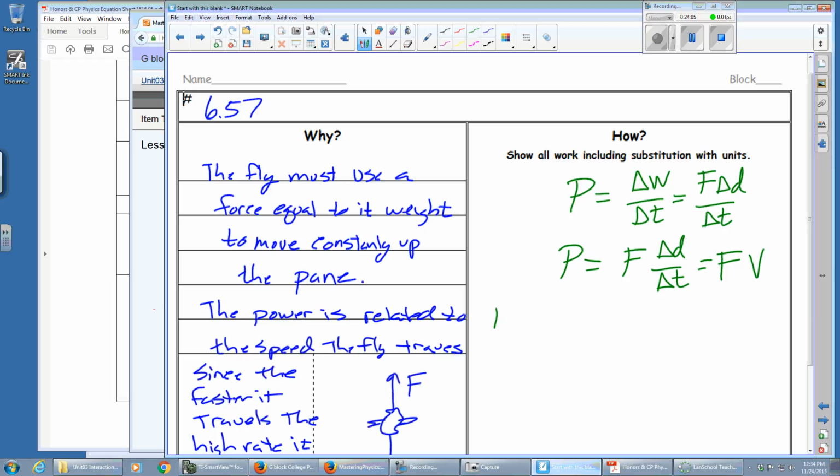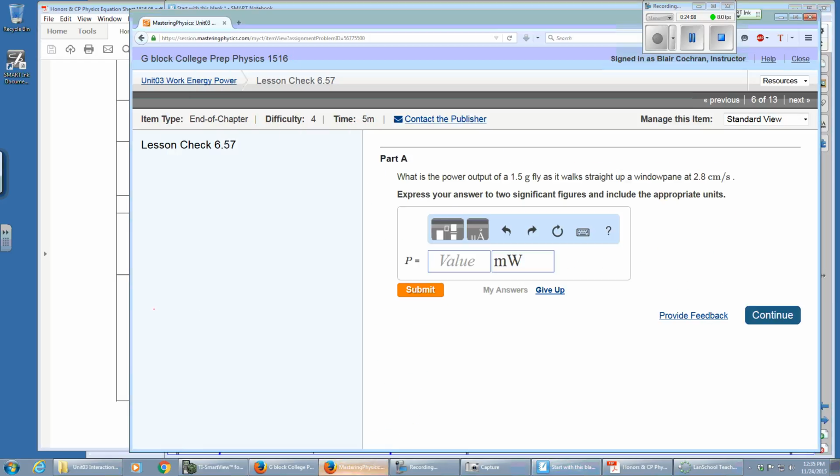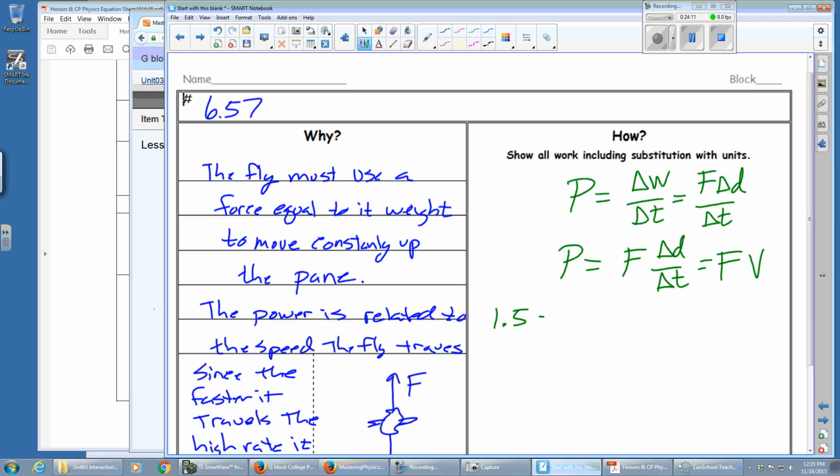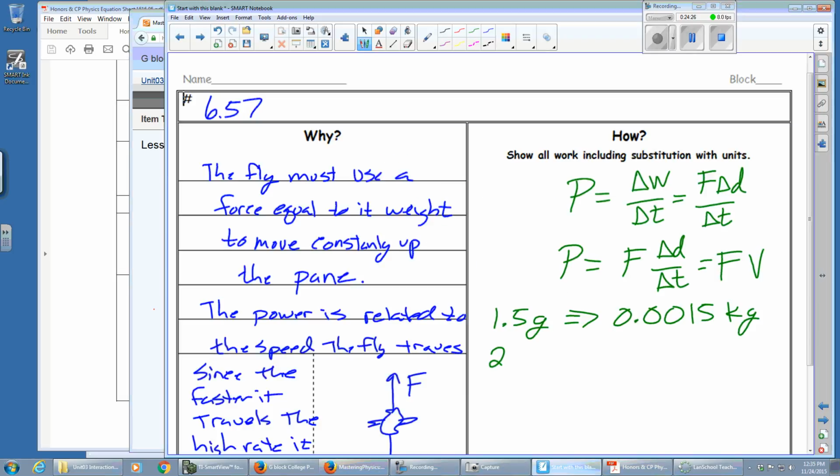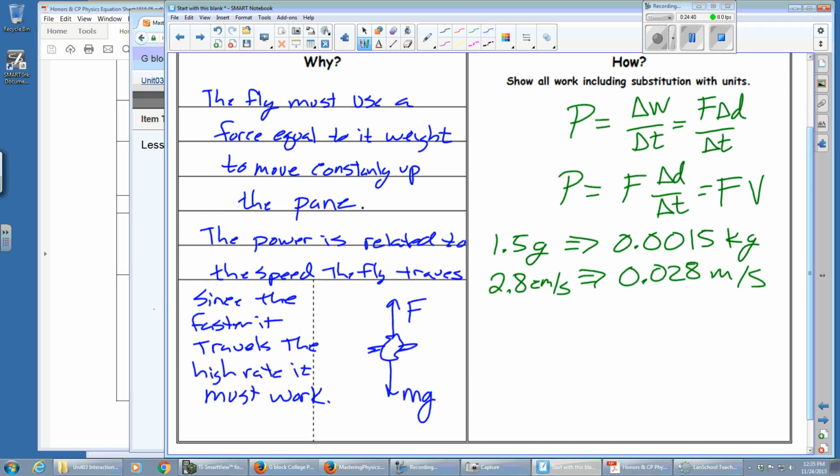But what I'm going to have to do is I need to take, what was it, 1.5 grams? Yeah. I need to take 1.5 grams, and that is 0.0015 kilograms. And I need to take my 2.8 centimeters per second, and that's 0.028 meters per second. Because I want to work in my base units, so I don't have to worry that I get out some weird multiple of watts.